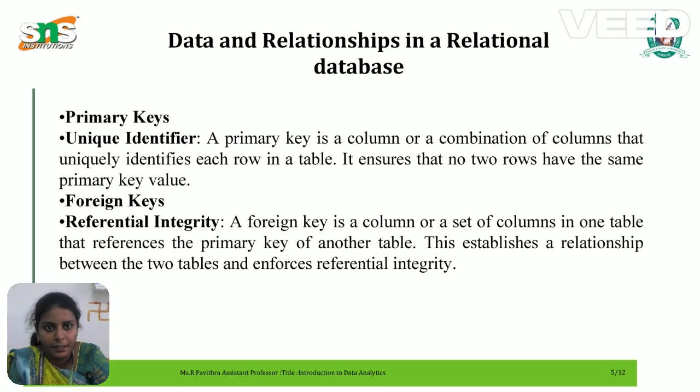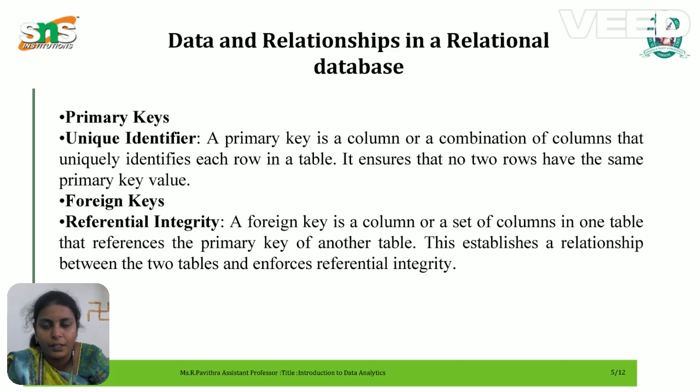So the next one, primary key, the unique identifier. A primary key is a column or a combination of columns that uniquely identifies each row in a table. It ensures that no two rows have the same primary key value. And then foreign keys, referential integrity. A foreign key is a column or a set of columns in one table that references the primary key of another table. This establishes a relationship between the two tables and enforces referential integrity. So the primary key and the unique key are all for the database relationships in your databases.